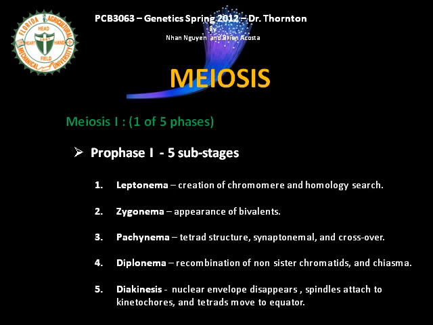In pachynema, the synaptonemal complex is formed and will now facilitate crossing over. In diplonema, the recombined non-sister chromatids of each homolog pair separate, slightly revealing X-like crossed areas or chiasmata. And in diakinesis, the chiasmata terminalize towards the telomeres.